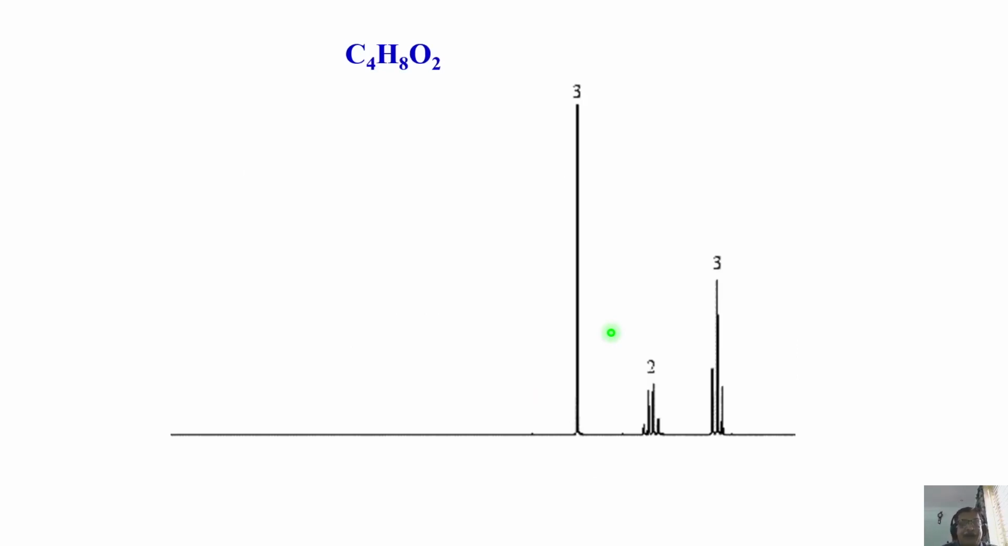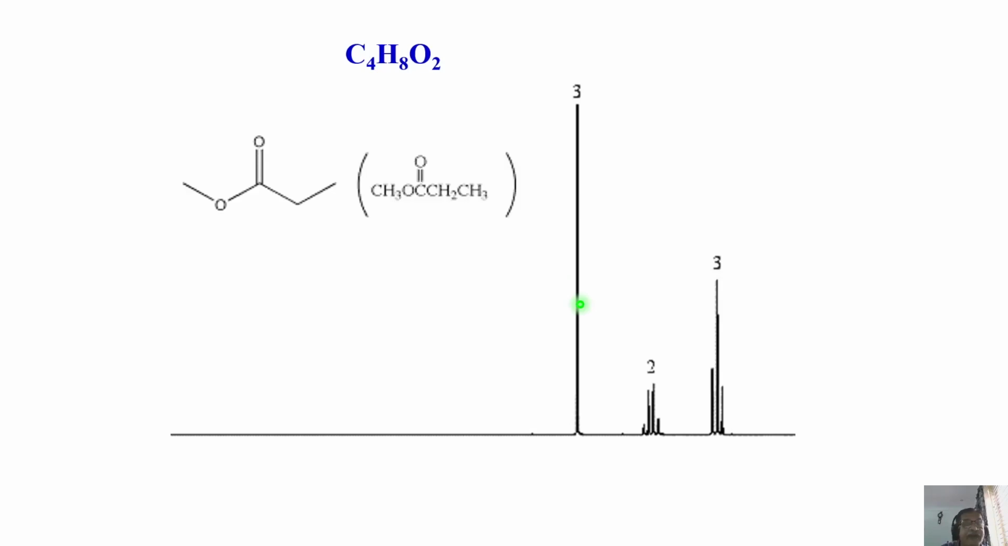Now I'll take another molecule. The formula is also given: C4H8O2. Again, a triplet, a quartet, and a singlet. But now the intensity ratios are different. This is 3, 2, 3. One first conclusion you can draw looking at the spectrum is that there must be a CH3 coupled to CH2, like in the previous example. So it is a triplet. Then this CH2 is coupled to CH3, so it must be a quartet. Then what about this one? Why is it a single peak of intensity 3, and also no splitting here?